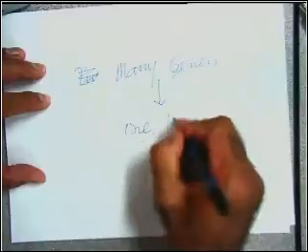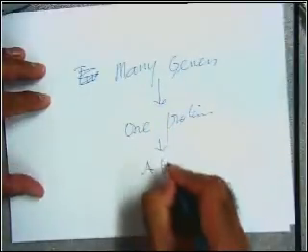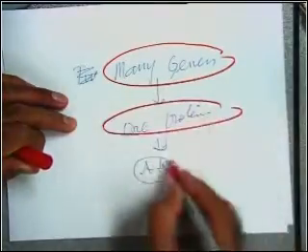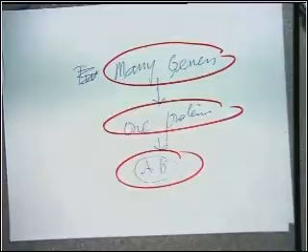I put not two, I put many genes, one protein. That protein is called antibody. Okay, many genes, one protein, and one antibody. Is that a message? Yes? Okay. Just meditate on that.